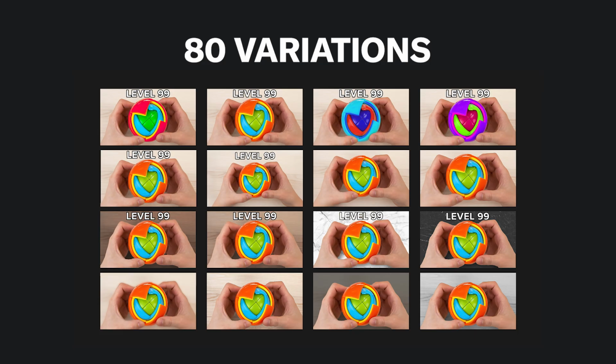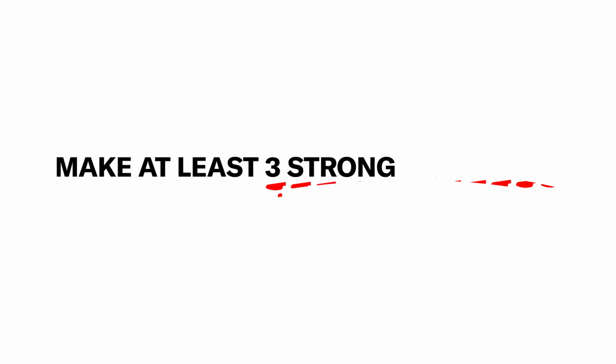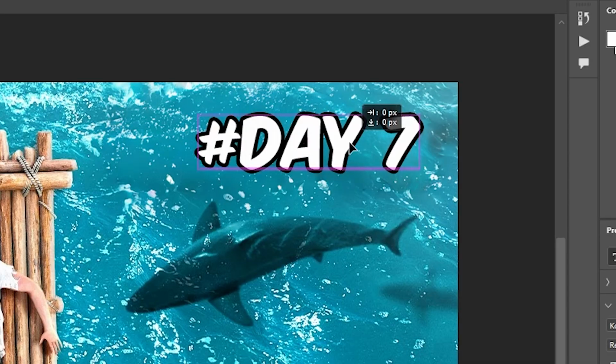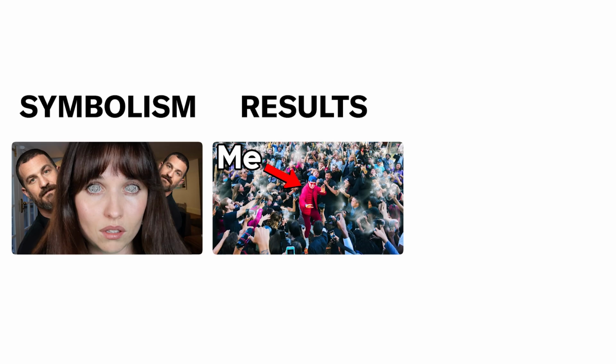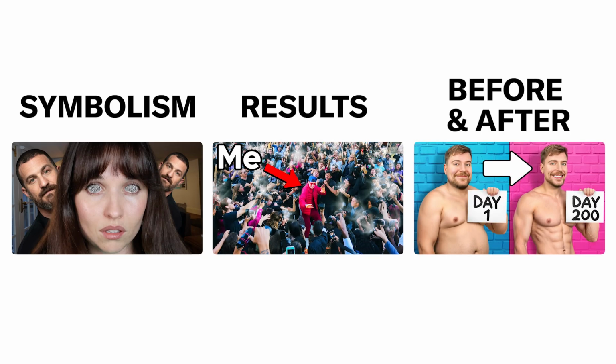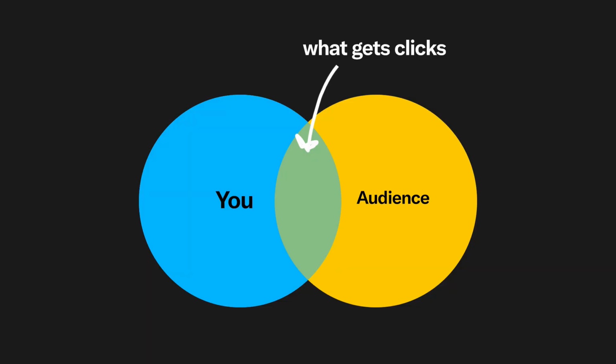But before you go out and make 80 different thumbnail variations, let's go through the data-backed best way to test thumbnails. You should be making at least 3 strong variations of every thumbnail idea. And no, I don't mean minor tweaks like move the text 3 pixels to the left. I mean meaningful differences. A thumbnail using symbolism, a version that shows results, or one that shows the before and after process. Why? Because you suck at guessing, I do too, everyone does. What you think works as a creator doesn't always line up with what your audience wants to click on. So testing removes the guesswork and replaces it with physical data.